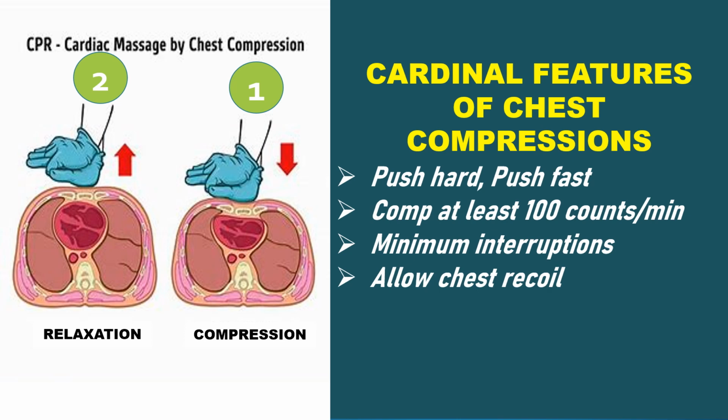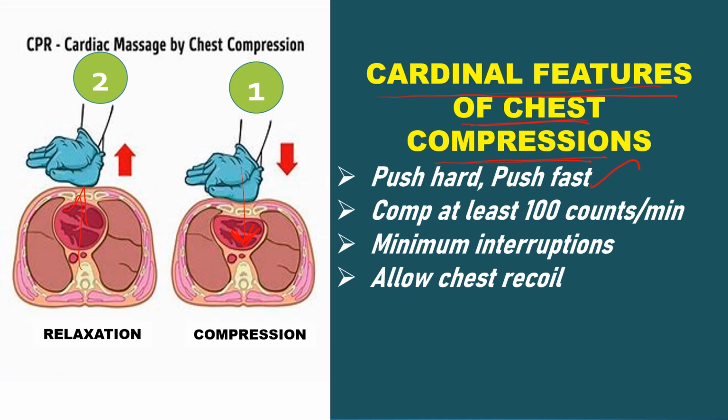There are some cardinal features of chest compressions which you have to follow for effective CPR. First, when you give compression, the depth has to be 5 centimeters for an adult and 4 centimeters for a child. While relaxing, the chest has to recoil. Only then will the compression be effective, so the blood flow to the brain will be effective. These are the cardinal features of chest compressions.